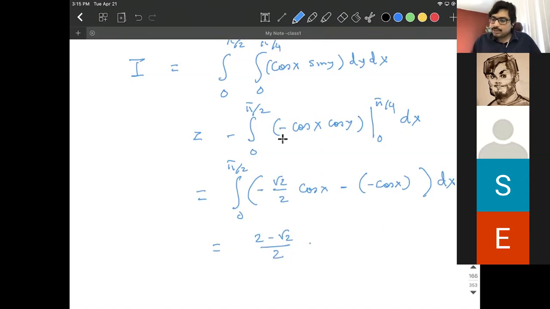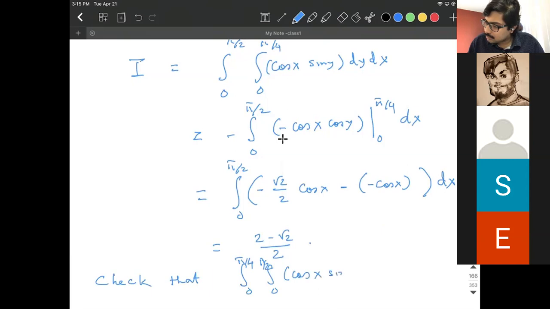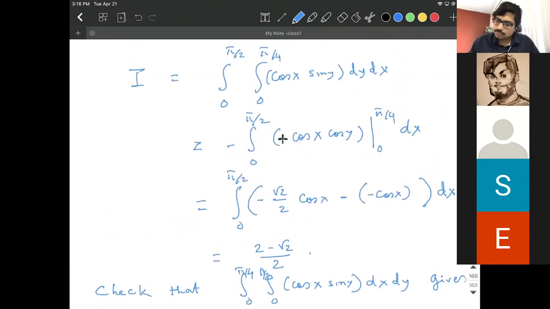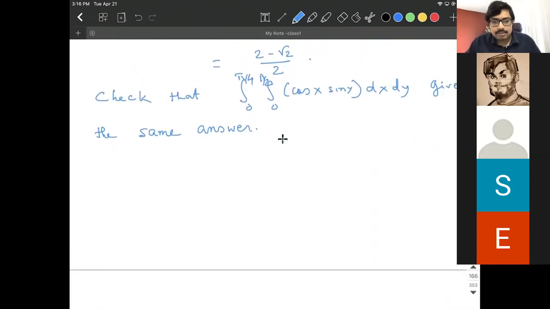Okay, now check that if you flip the integrals, it will give you the same answer. So either by directly checking it, so directly computing it, or maybe by some change of variable formula, but try to check that it gives you the same number. Okay, so this is the basic part.